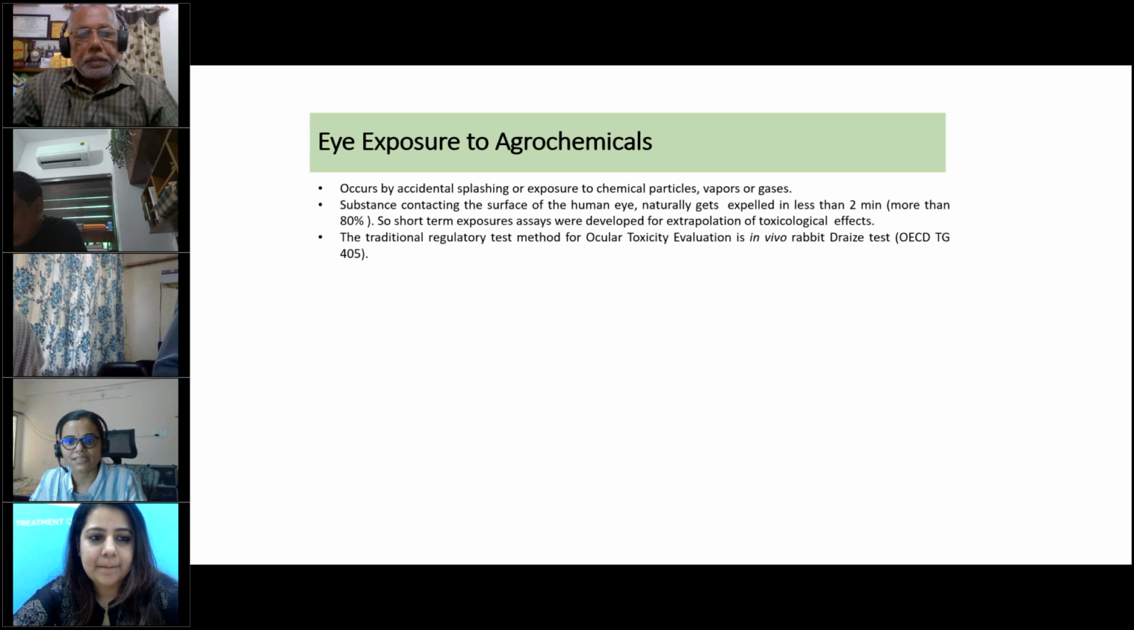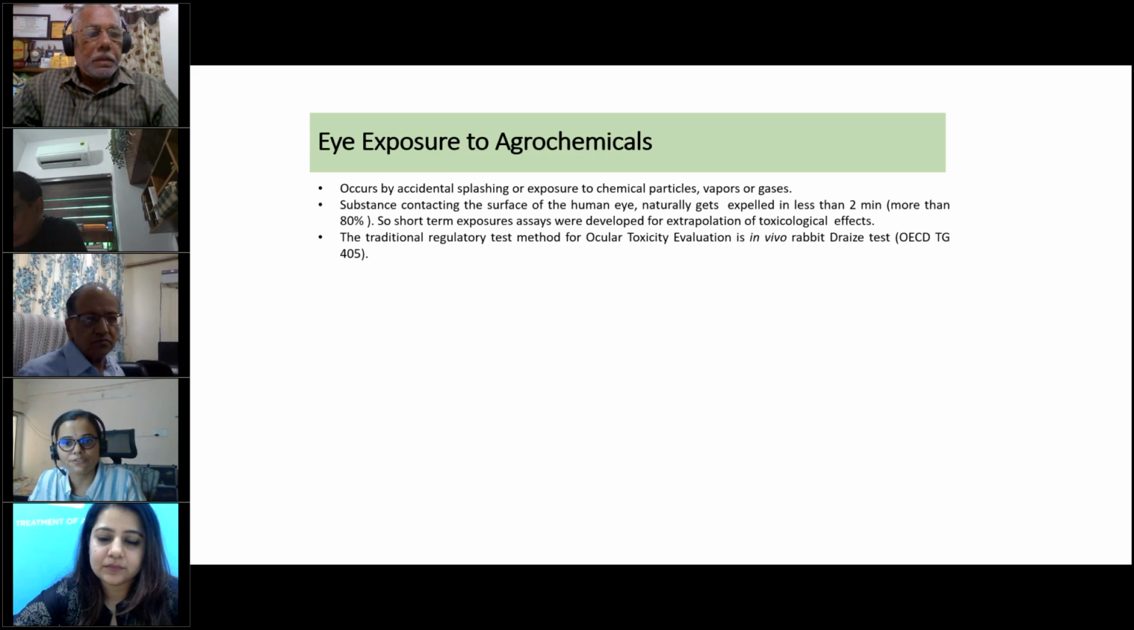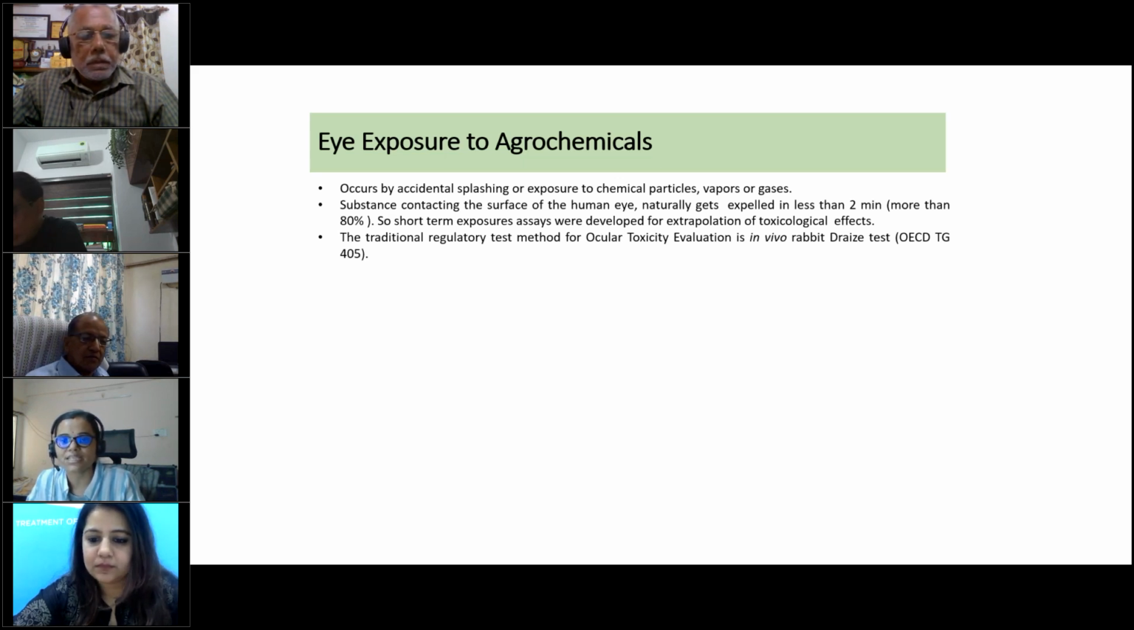So the traditionally used animal model was ocular toxicity evaluation using the in vivo rabbit eye test with the OECD test guideline 405, where the rabbit eye is exposed to the chemical and the degree of eye irritation or serious eye damage is evaluated by scoring lesions of conjunctiva, cornea, and iris at specific intervals. And if we look into the stats, the US EPA receives almost more than 200 rabbit eye irritation tests each year for the data on agrochemicals.